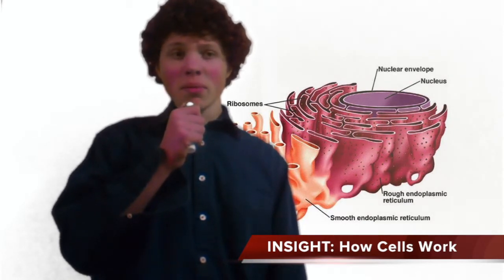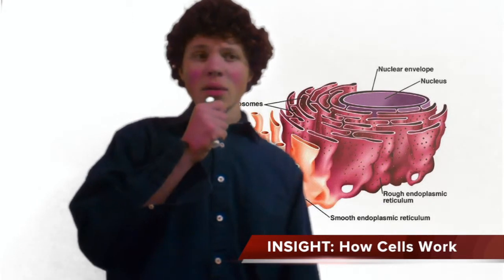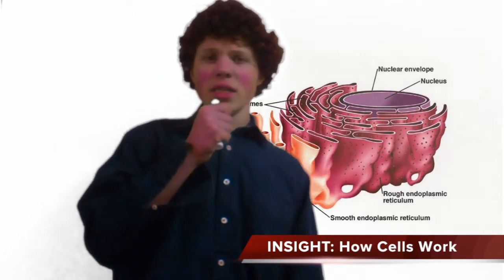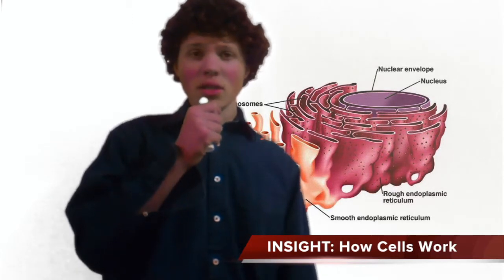It manufactures some membranes, but its primary purpose is to manufacture proteins, which are essential for building just about anything inside the cell. On some occasions, it can also create antibodies. Now, the reason it appears rough is because of many ribosomes that are attached to the outside of the organelle. We will be going over ribosomes in more detail later on, but now we're going to move on to the smooth endoplasmic reticulum.